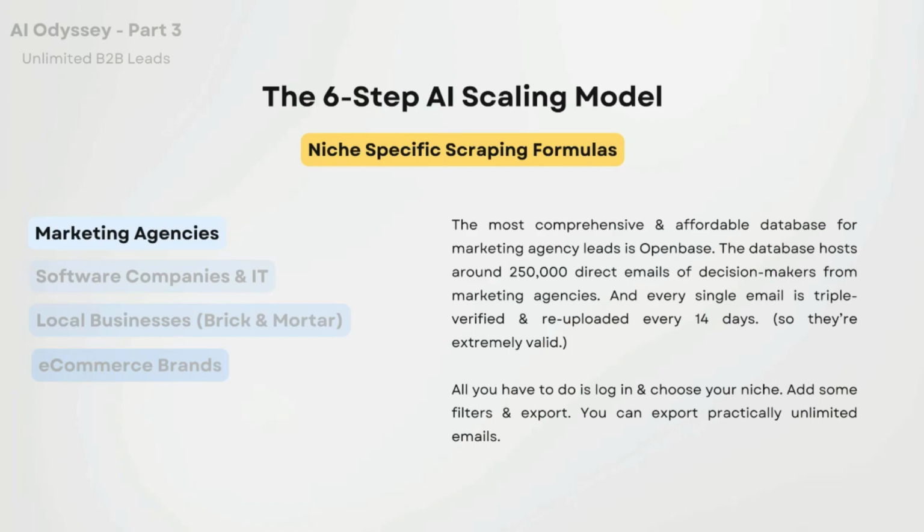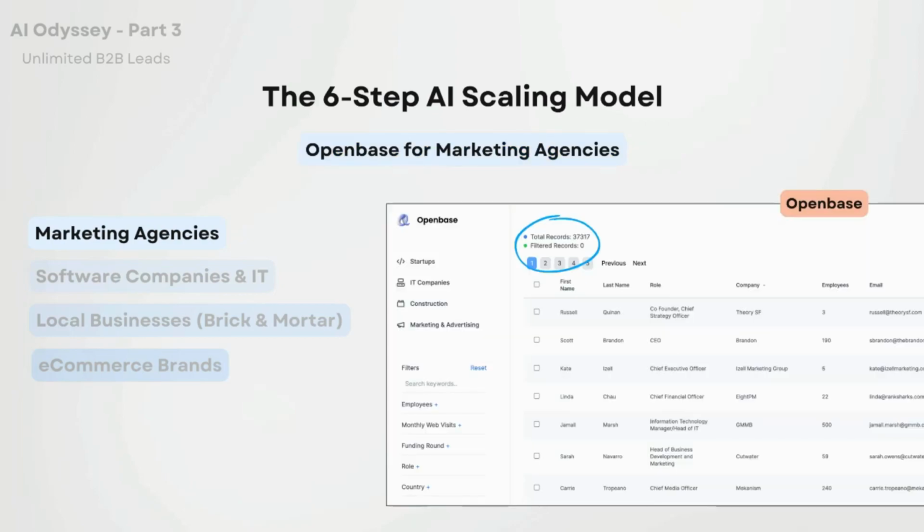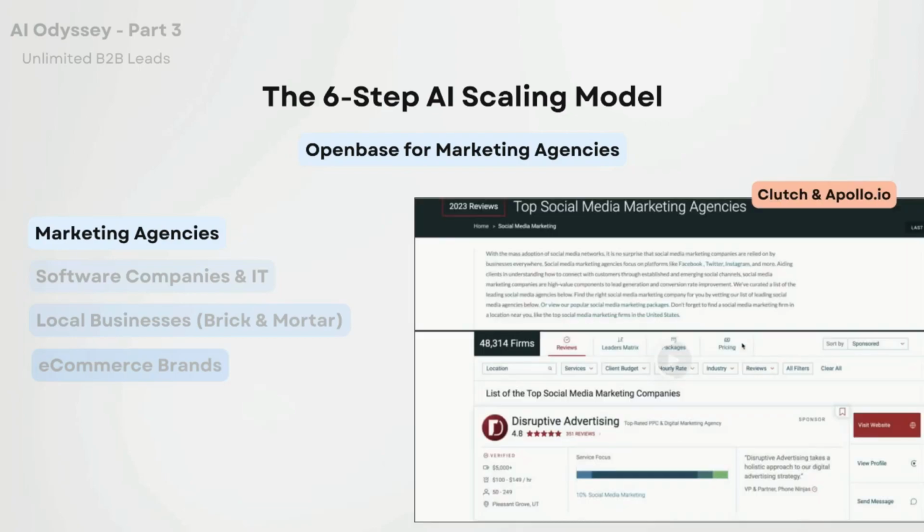Like, the problem with verified leads is that you have limits. So you might pay for 10,000 leads on Apollo, scrape them, and then only 2,000 are actually verified, and you pay 10,000 to get 2,000. You see how that's a problem? All you have to do is log in and choose your niche, and then add some filters and export. And you can export practically unlimited emails. As you can see, just for creative agencies, there's like 37,000, and it goes up and up and up from there. And you can just scrape as many as you want without any limits.